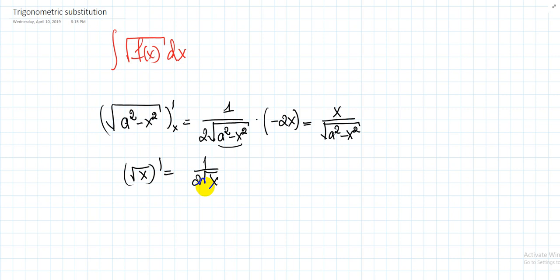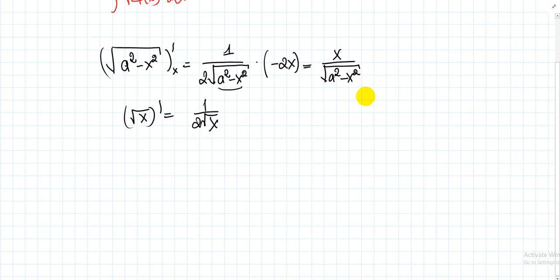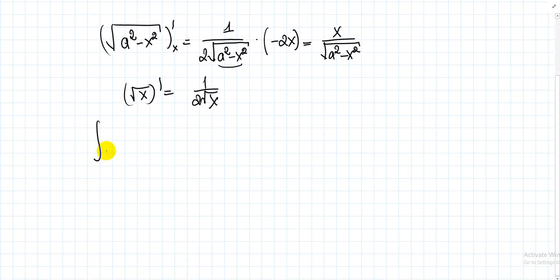At least. So what is the integration of the square root of a squared minus x squared dx? This is what I want. I know how to find its derivative, but now let's discuss how to find its integration. So what is the idea? What kind of ideas do you have?